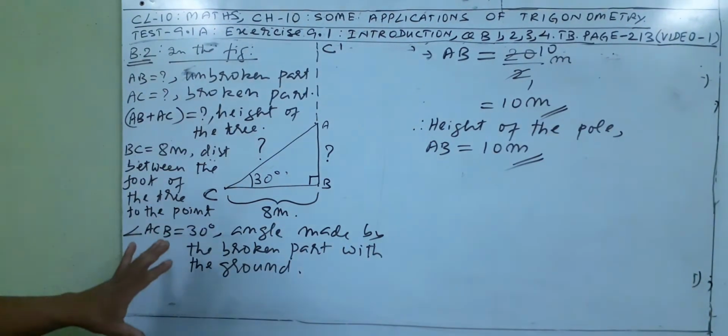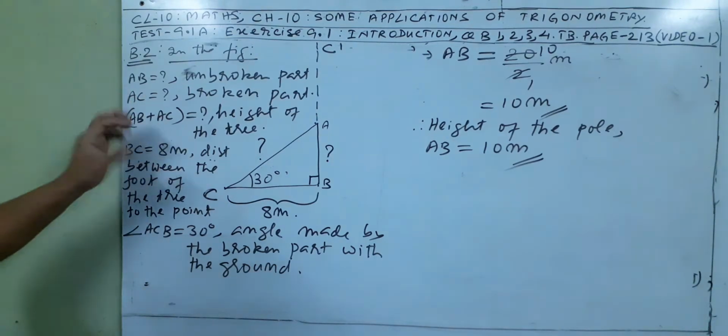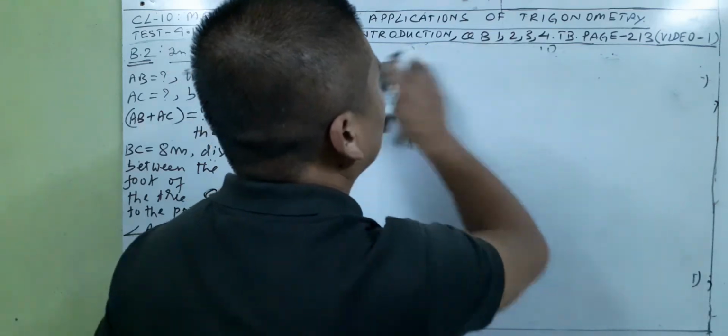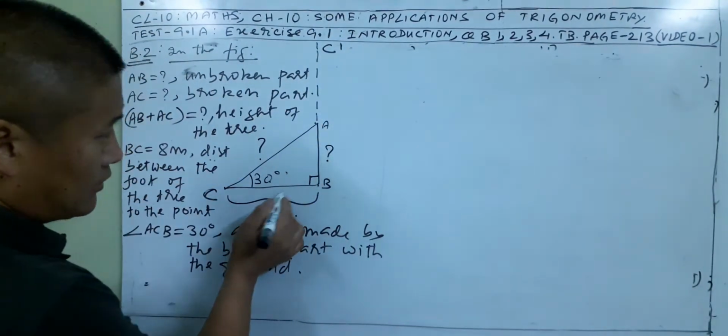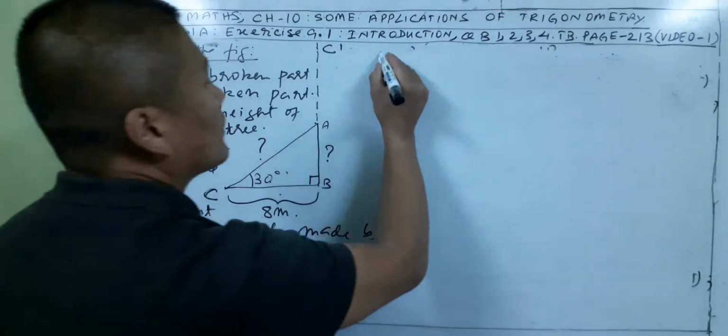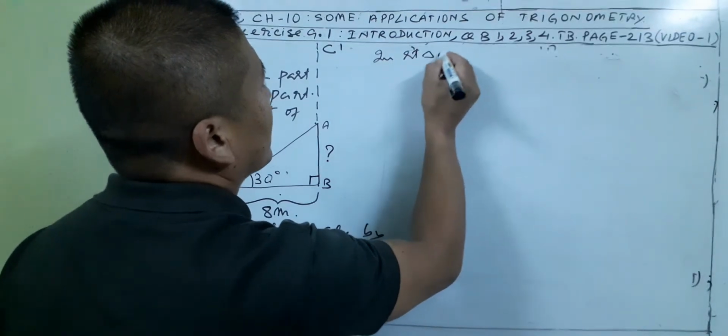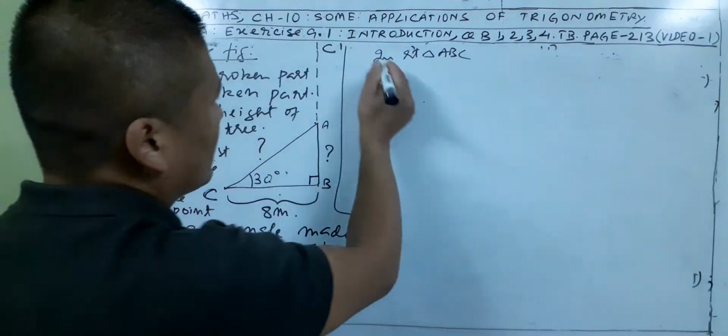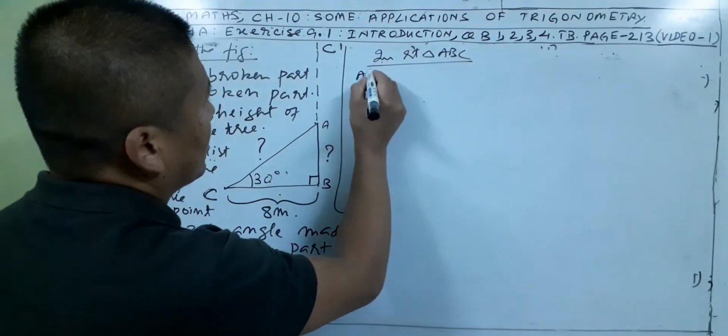Now with this information you have to find AB and AC and then add them. That will give you the height of the tree. As we said in the beginning, one angle is known, one side is known, so it is very easy to find the two unknowns. So just start with the right triangle. In right triangle ABC, here we want to find AB, unknown.